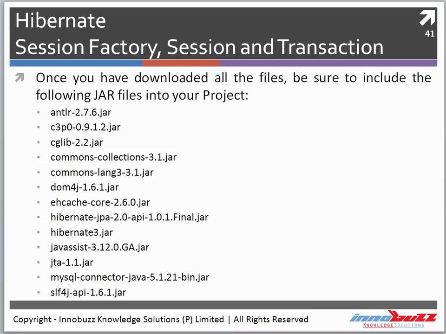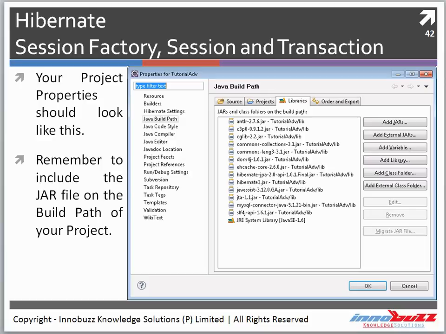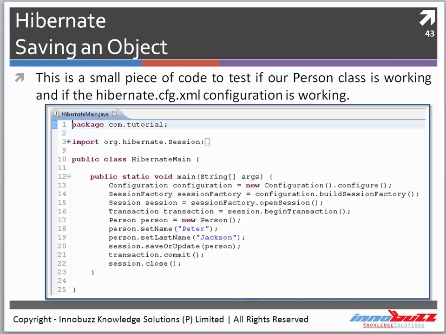This is how the Java build path of your project should look. Remember to use the Add JAR button. Let's see the code proposed here. This is a class with a main method to test if the files that we have so far are working.